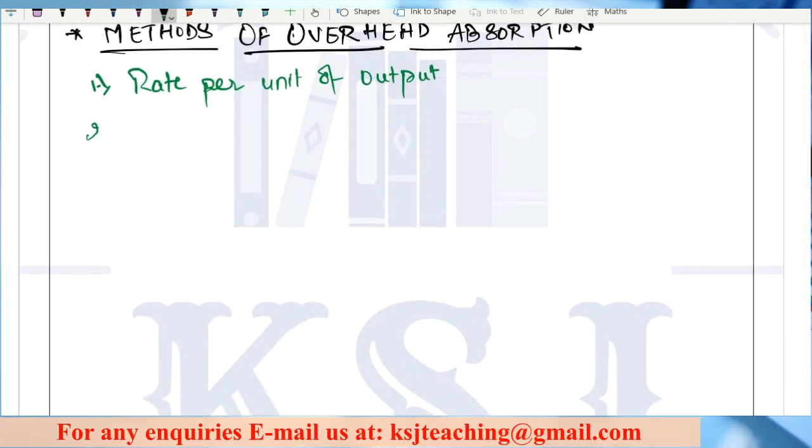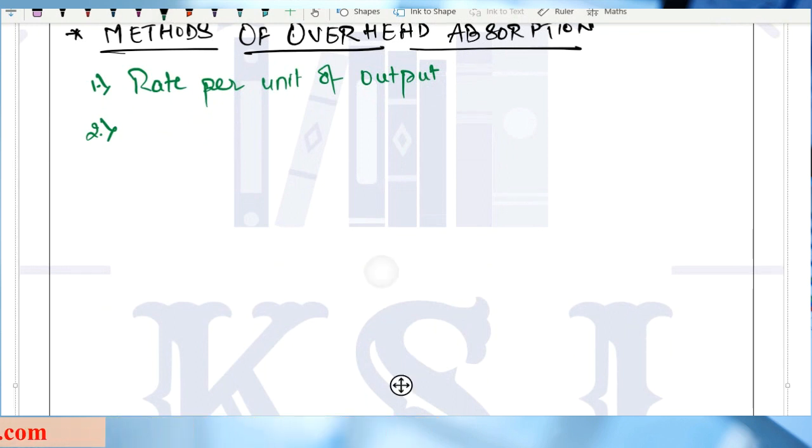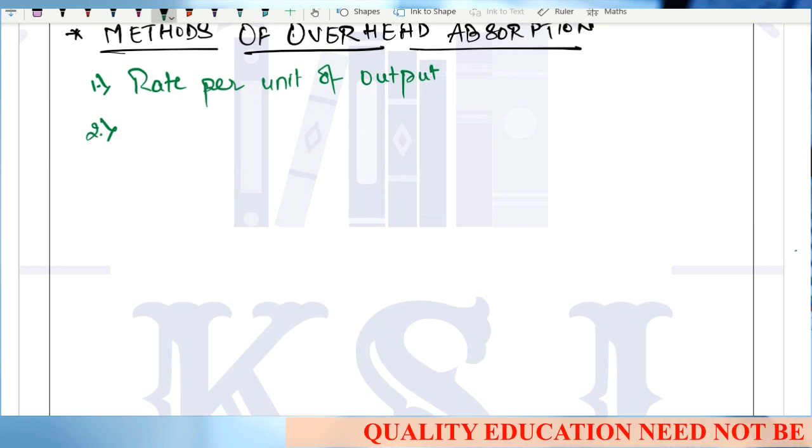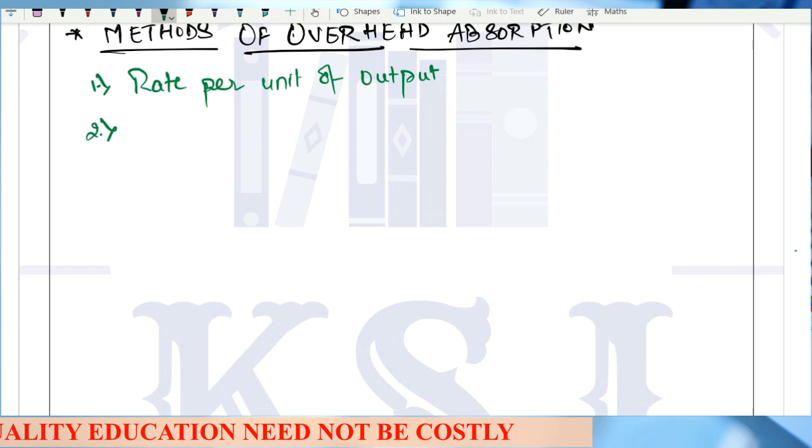Sir, what is the meaning of all these methods? We will discuss in detail each and every method, so nothing to worry about. What is the logic behind this method? We'll discuss everything, so need not worry about it. I'm just telling you the names of the methods that we are going to study in the upcoming lectures, right?